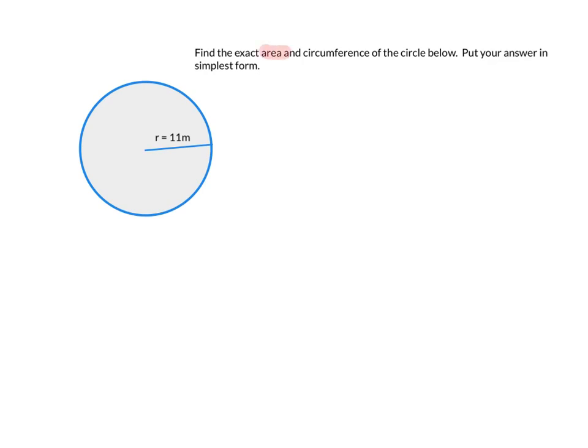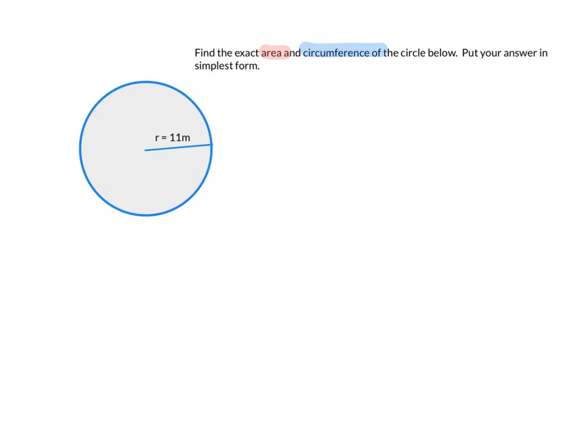When I look at the problem that I have listed here, it says for me to find the exact area and the exact circumference of the circle that's below, and we want to put our answer in simplest form. Because they're asking for the exact area, we're going to leave our answers in terms of pi. Anytime we multiply by pi or we use 3.14 for pi, we end up rounding our answer. If we leave our answer in terms of pi, then there's no rounding and it gives us an exact answer.